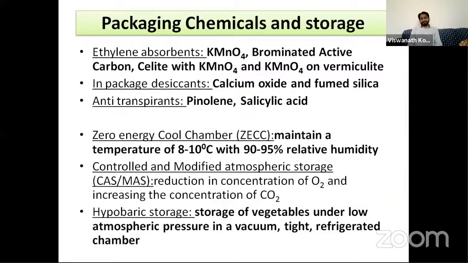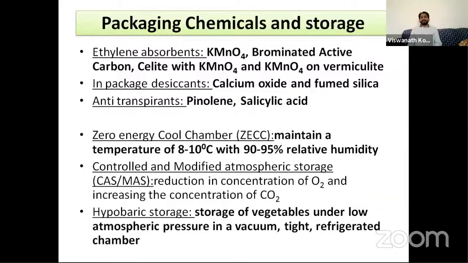What happens? Oxygen promotes the respiration rate. So when the respiration rate is high, the deterioration will be earlier and higher. So to reduce the deterioration, we have to slow down the rate of respiration. So how do you reduce the rate of respiration? By reducing the oxygen concentration and increasing the CO2 concentration, we can reduce the rate of respiration and extend the shelf life.